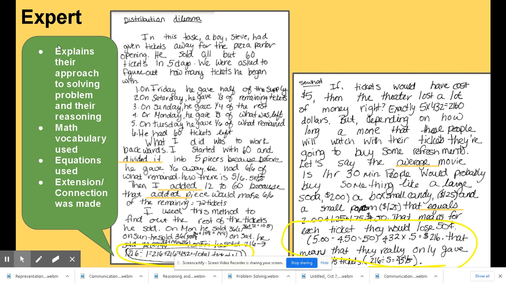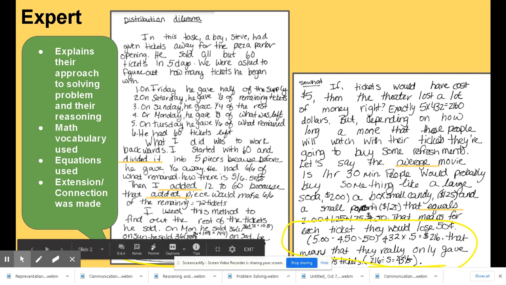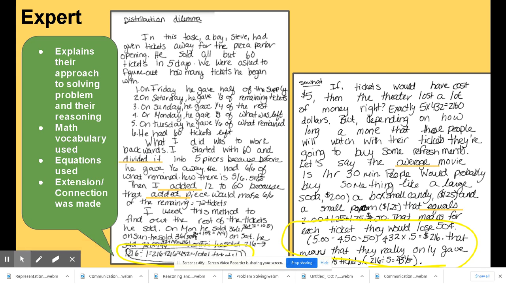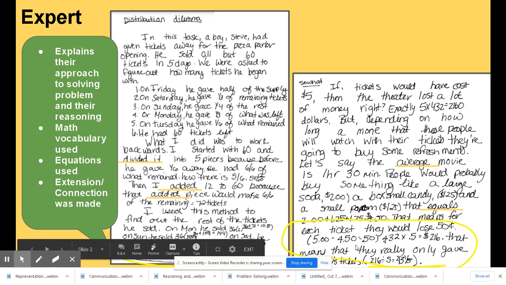So their writing sample explains the approach that they took to solving this specific problem and the reason why they took that. They used math vocabulary throughout. I underlined a few of the vocabulary words that I saw, and there were equations used. I even circled some equations that I saw.